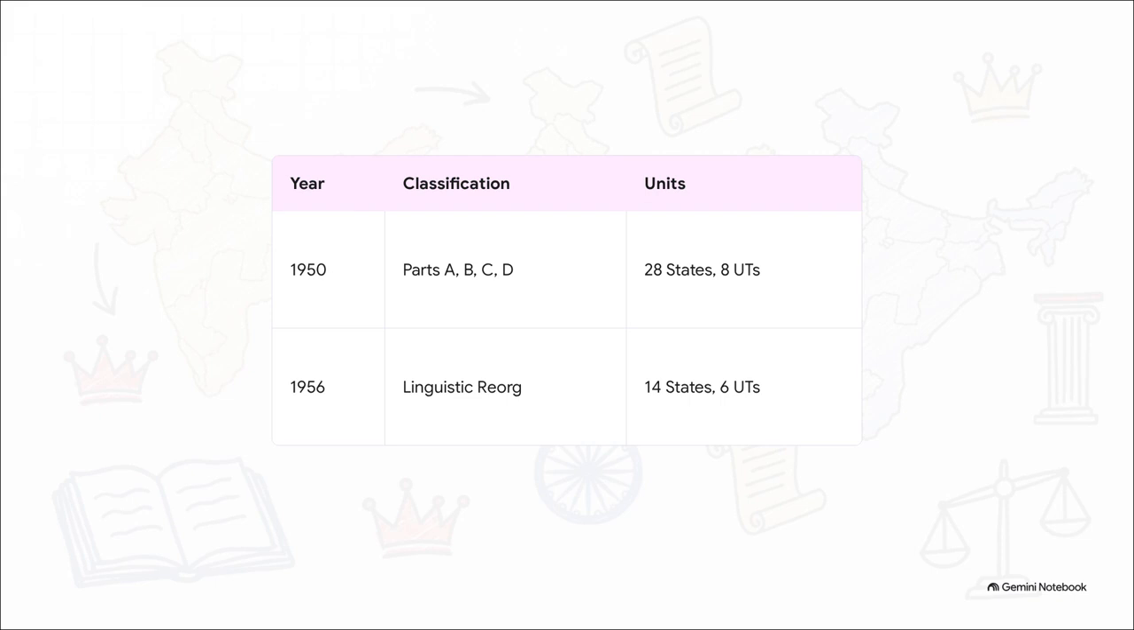Initially, the Constitution tried to wrangle this chaos using a highly complex four-fold classification system, Part A, B, C, and D states. It was clunky. And that cumbersome 1950 setup was totally swept away and radically simplified by the States Reorganization Act of 1956. That gave us a much, much cleaner map of 14 states and 6 union territories.